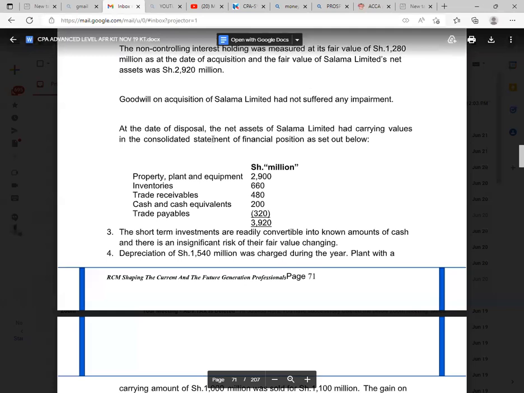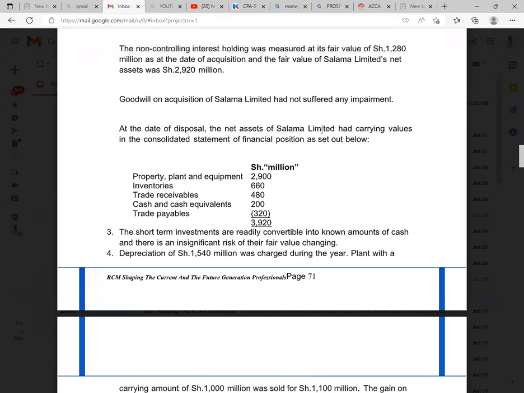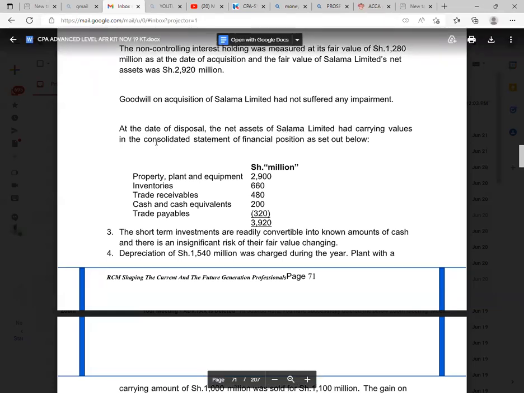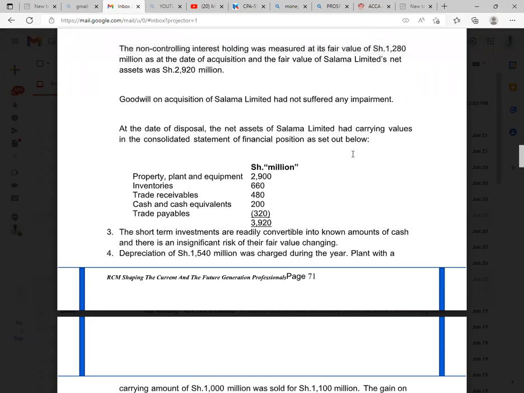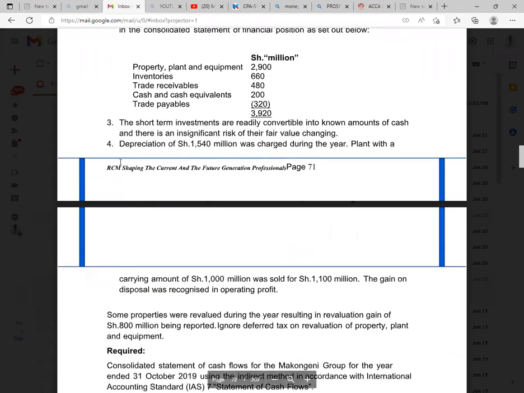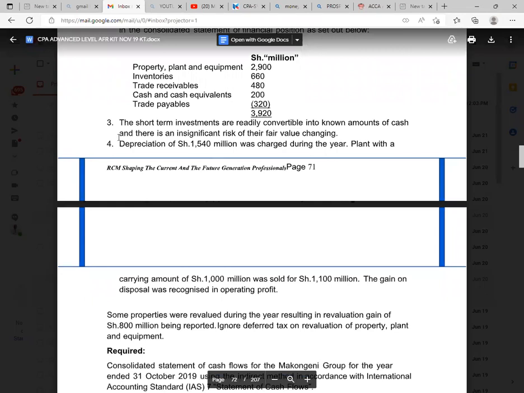At the date of disposal, the net assets of Salama Limited had carrying values in the consolidated statement of financial position as set below. Note four, not affecting me for now.